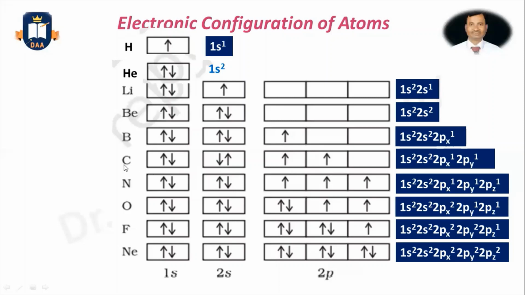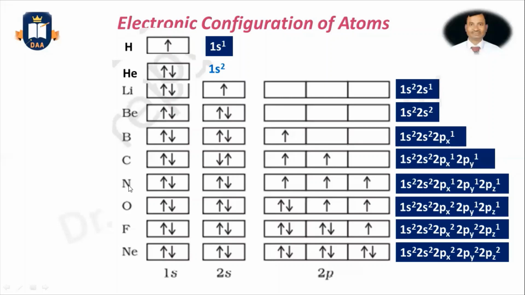And next, carbon. For carbon, it is 1s2, 2s2, already it is there. And 2px and 2py, both are half filled. That means both will have a single electron only as per Hund's rule, whatever I discussed in the previous class number 43. It will be half filled. So 1s2, 2s2, 2px1 and 2py1.